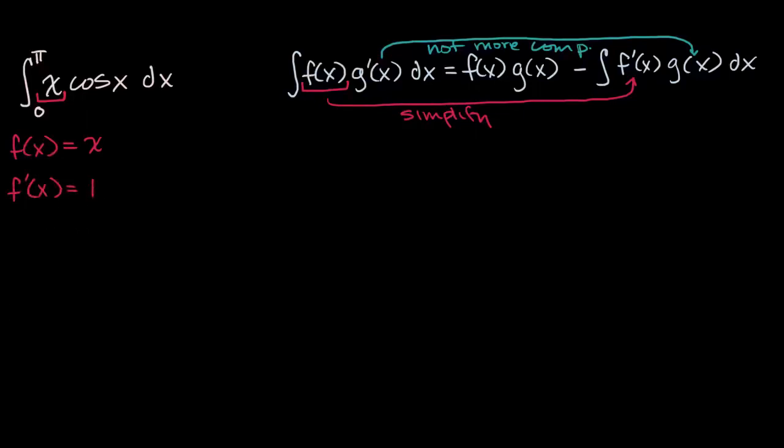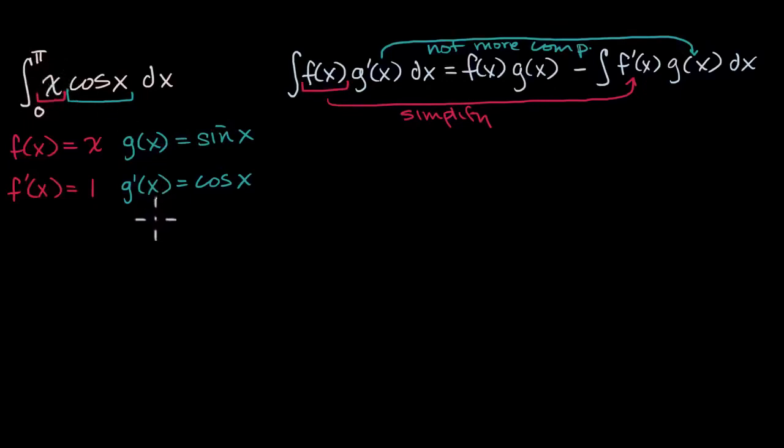And then what would my g prime of x be? Well, my g prime of x, cosine of x, if I take its antiderivative, it doesn't get more complicated. The antiderivative of cosine of x is sine of x. So let me make that my g prime of x. So g prime of x is equal to cosine of x, in which case g of x, the antiderivative of cosine of x, is just sine of x. Or another way to think about it, the derivative of sine of x is cosine of x. Now, you could think about plus c's, but remember, this is going to be a definite integral, so all those arbitrary constants are going to get canceled out.